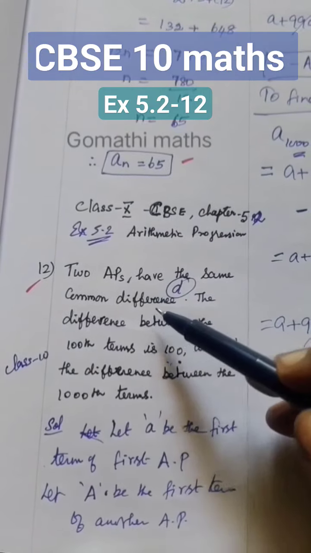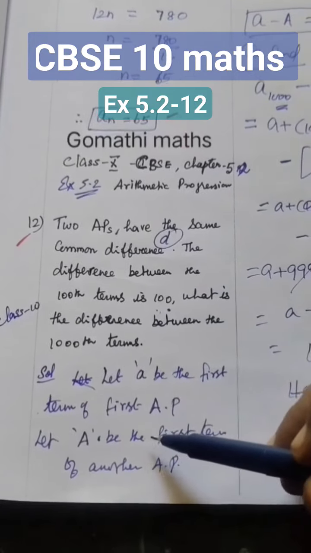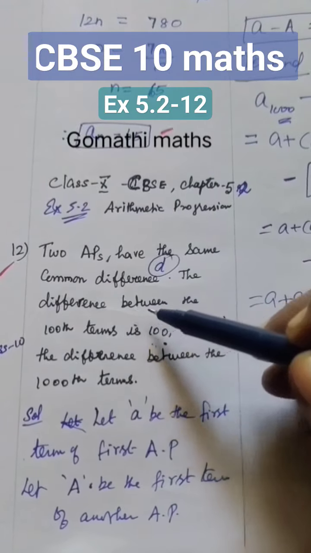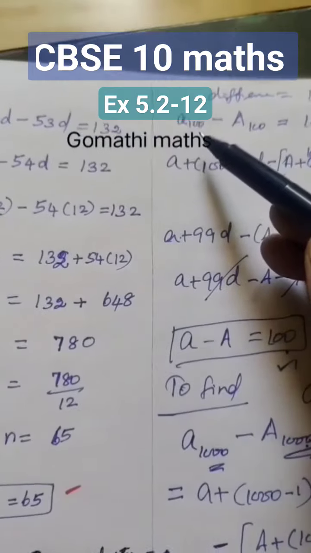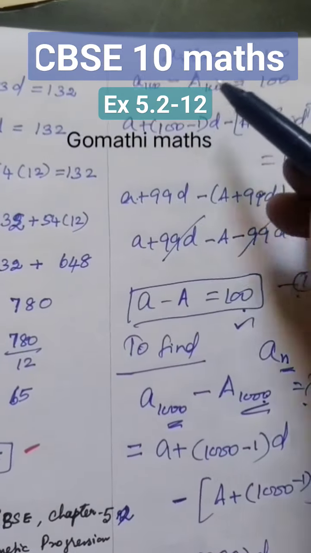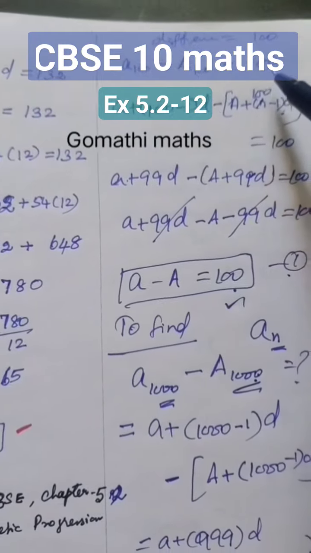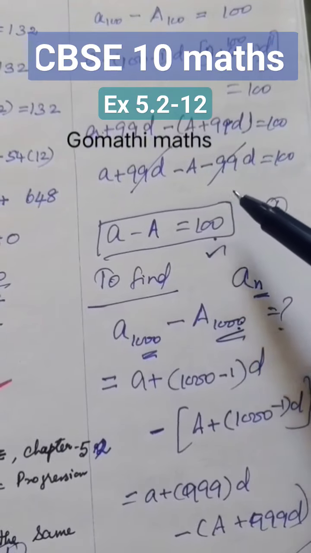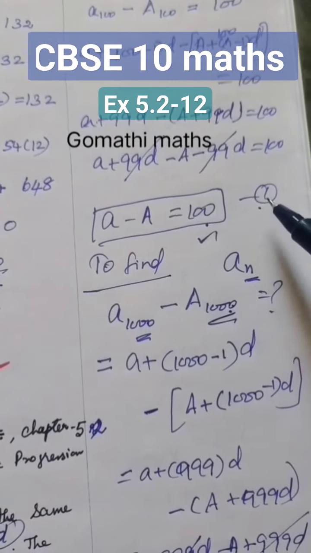Two APs have the same common difference. So let the first AP be small a, and the second AP be capital A. The difference between the 100th term of the first AP and the 100th term of the second AP is 100. Apply the formula. Remove the bracket, and you get small a minus capital A equal to 100.